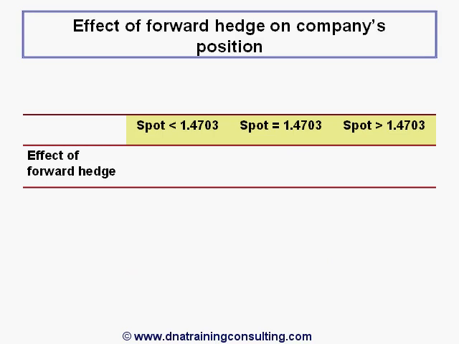Spot below 1.4703 at settlement, there has been an improvement under the forward. Spot exactly 1.4703, indifference, the result is the same, and of course, if spot is above 1.4703 on the settlement date, the forward has come to represent an opportunity cost.